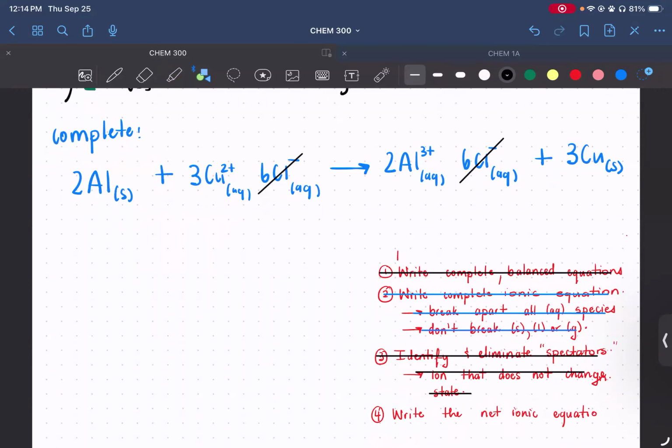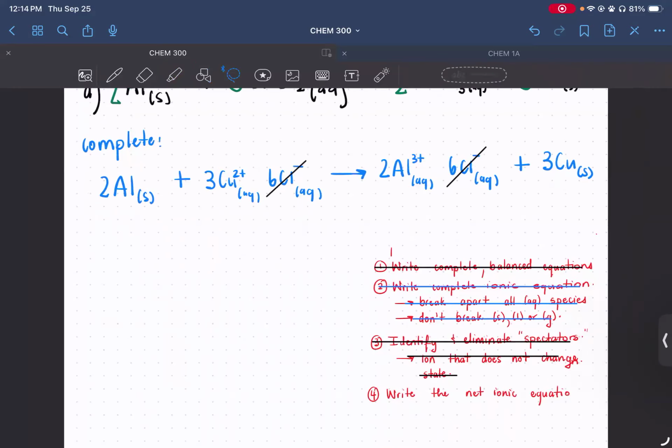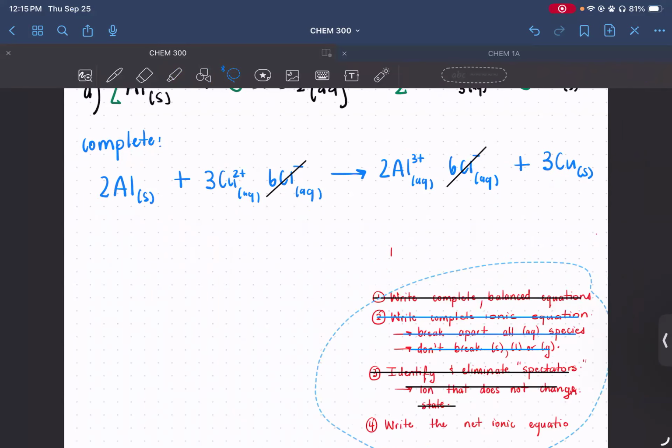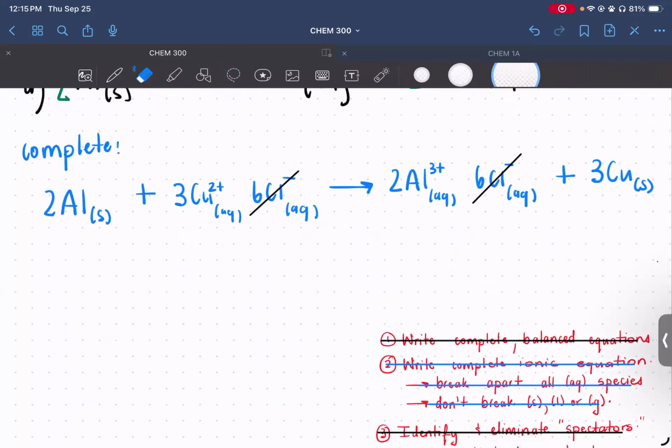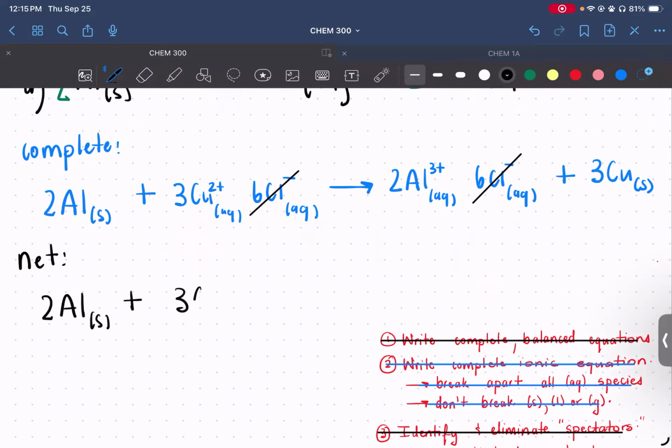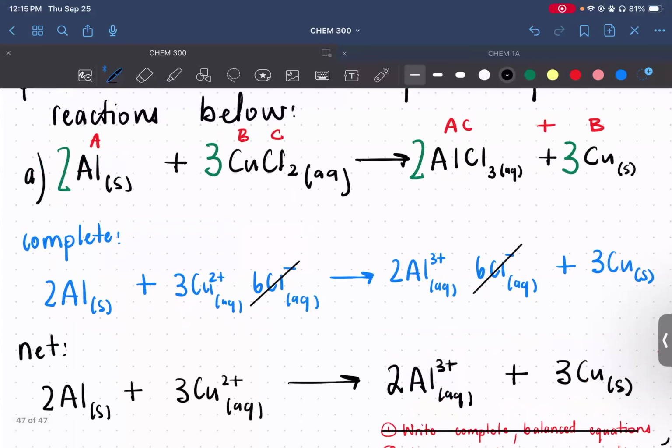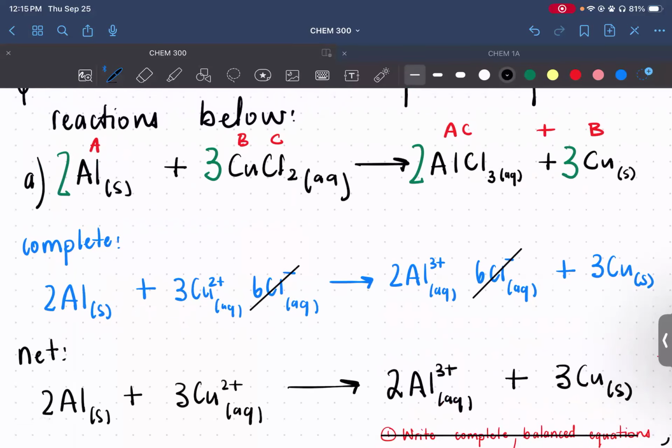The last thing we need to do now is write the net ionic equation. The word net, of course, is used to make it clear that we're writing the final version of it. The net ionic equation is as follows. We have 2 aluminum added to 3 copper 2+ aqueous, resulting in 2 Al 3+ aqueous added to 3 copper solid. And as you can see, the chlorines have been eliminated entirely.